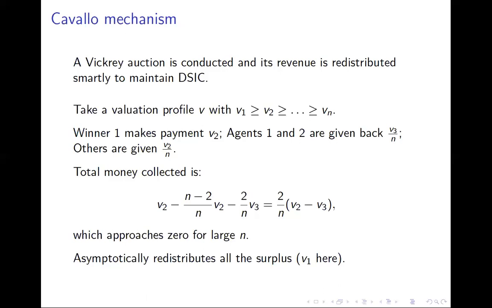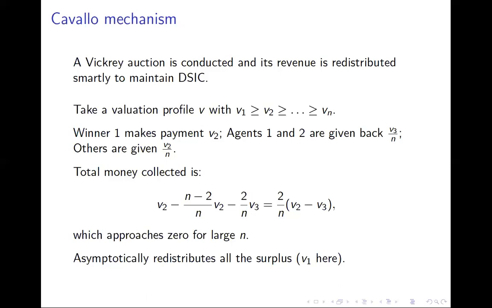So agent 1 makes a payment of V2, then is given back V3 over n. Agent 2 also is given back V3 over n. Everybody else gets V2 over n. So the total money collected, the money raised by the mechanism at this valuation profile: agent 1 pays V2, but then n minus 2 agents are given back V2 over n, and 2 agents are given V3 over n. So these terms are subtracted, and you get 2 over n times (V2 minus V3). This is the total money collected in this mechanism.